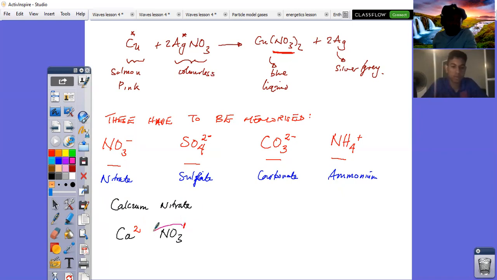Swap. Just put it in brackets. Yes, you're right. It has to go in brackets because this 2 applies to everything here, not just the oxygen. So this would then be Ca(NO3)2.